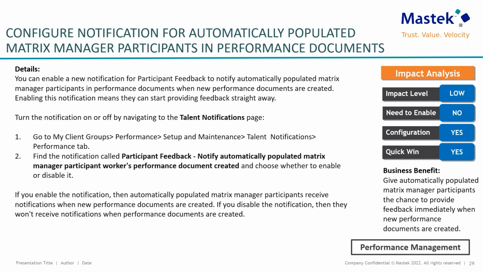The first one is configuring notification for automatically populated metrics manager participants in the performance document. In the current list of talent notifications, a new notification is added for participant feedback to notify the automatically populated metrics manager, so that as soon as the performance document is created, they get the notification and can start working on it. You can modify or enable this notification from the talent notification area under My Client Groups, Performance, and use it accordingly.